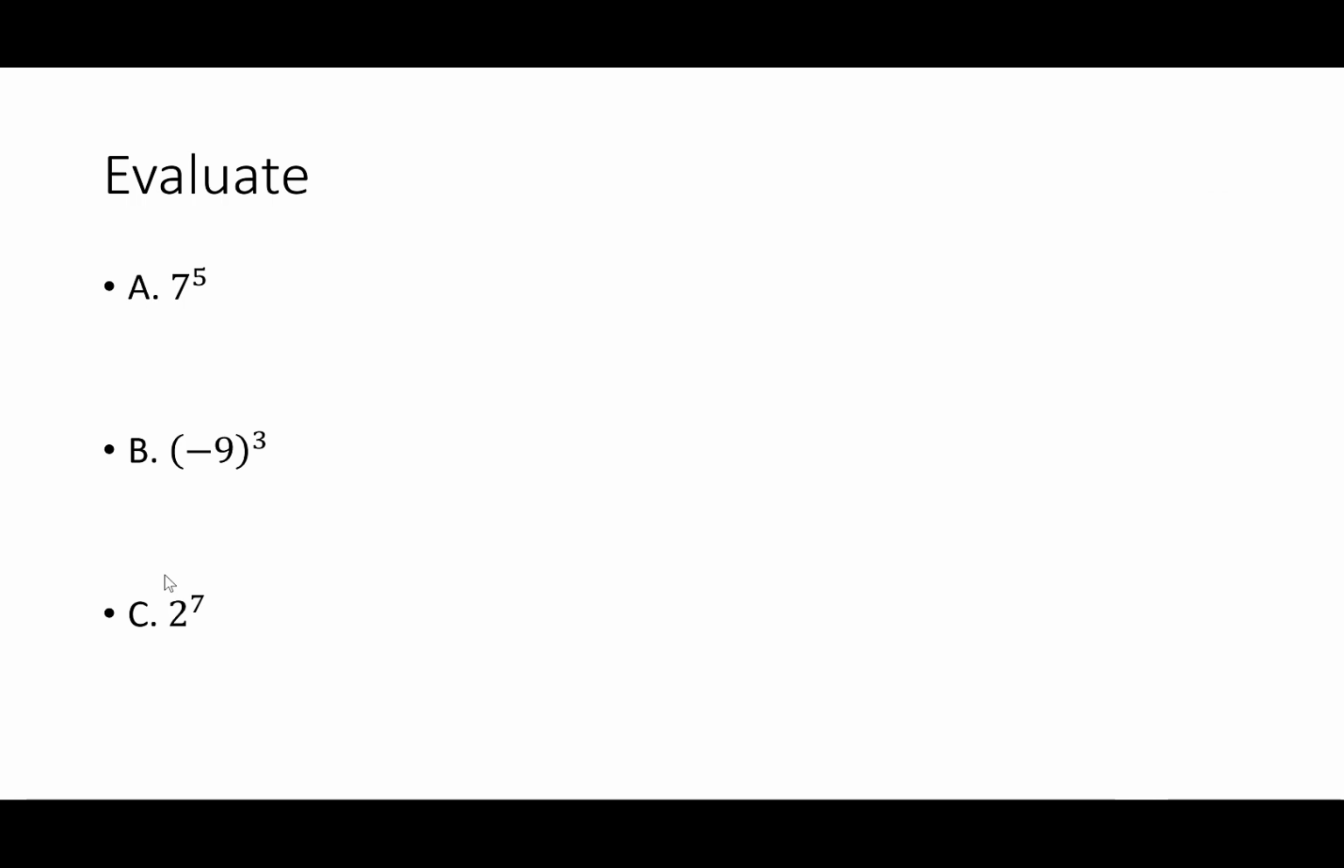Let's do a few that are bigger. I'm not going to go back to the calculator this time, but I would encourage you to try these as you're watching the video to make sure you understand how they work. So 7 to the power 5 is 16,807. -9 cubed is -729. And then 2 to the 7th is 128. Don't try to do these in your head or by hand. You want to grab a calculator to do exponents.